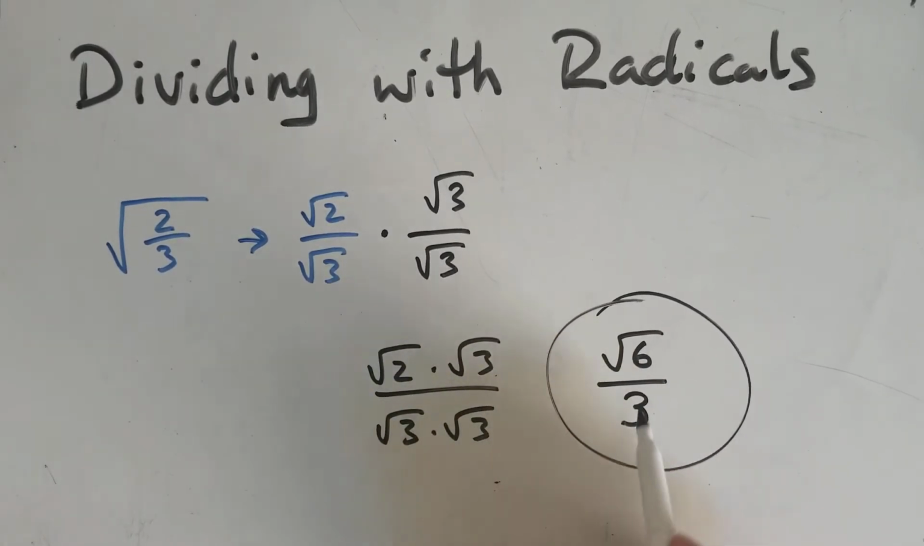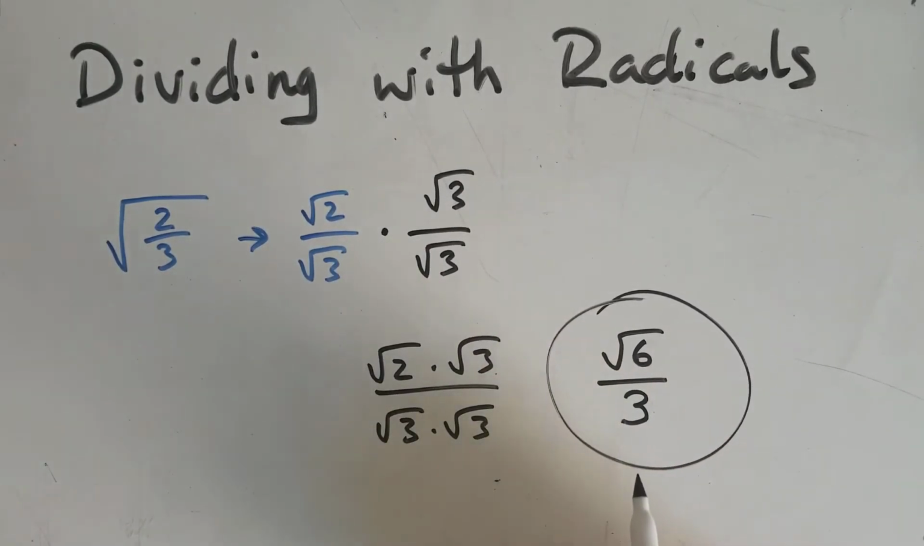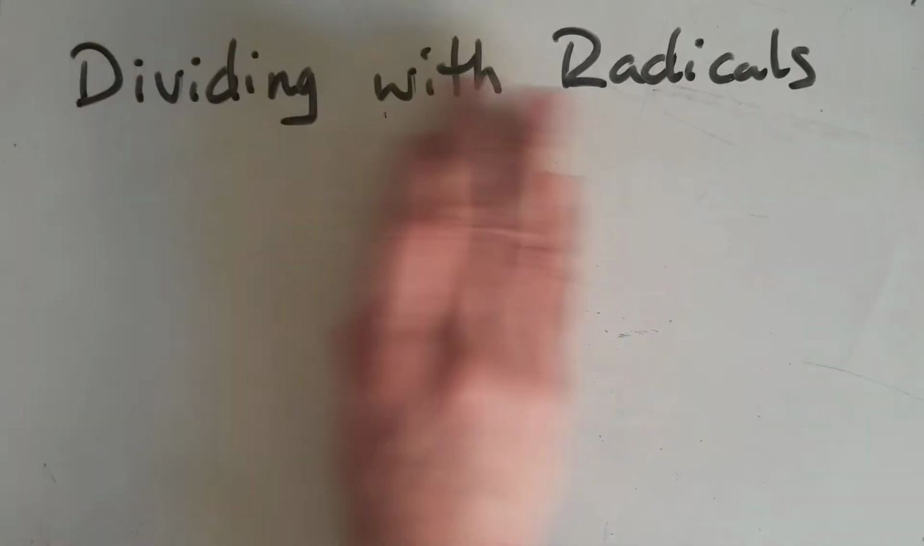This would be in simplest form, root 6 over 3. This process is called rationalizing the denominator. And that's what we're going to spend our time on today. So we'll do some examples with these to see different ways we can use this.